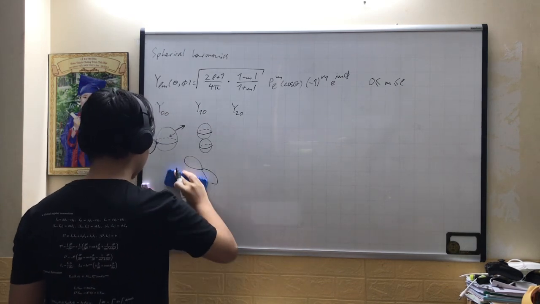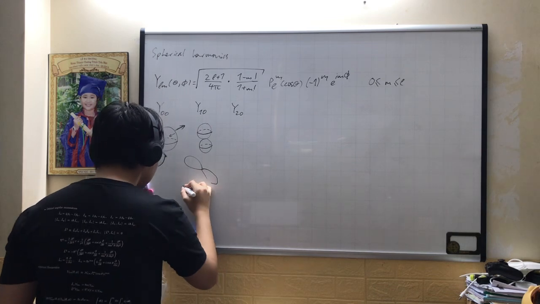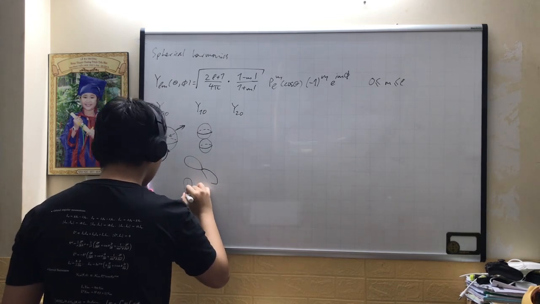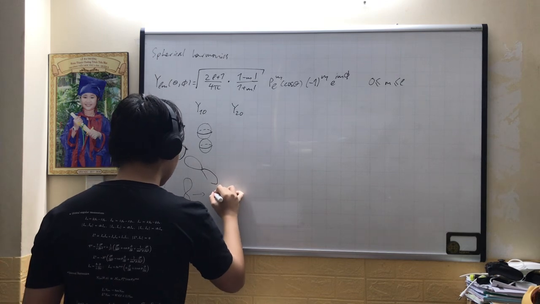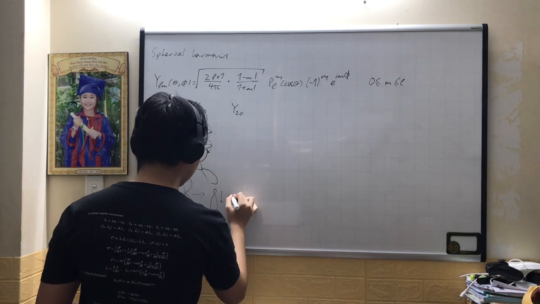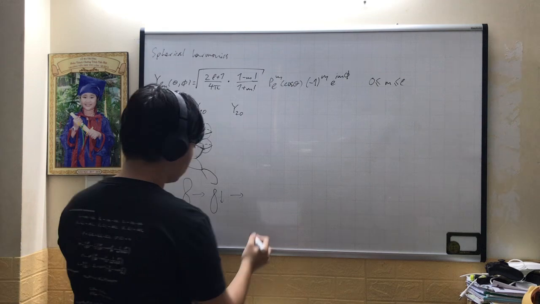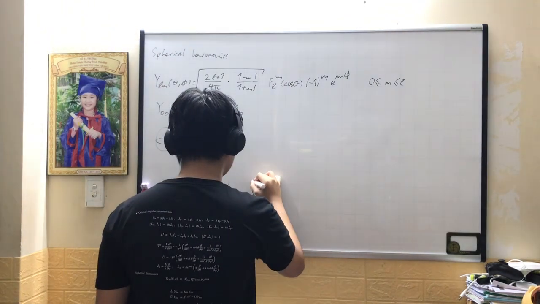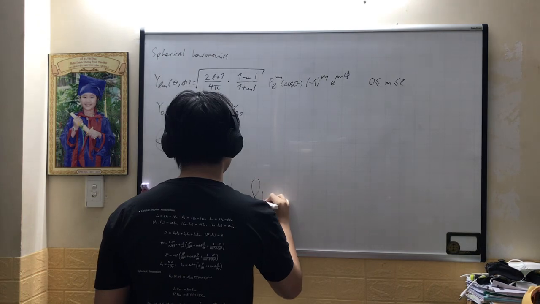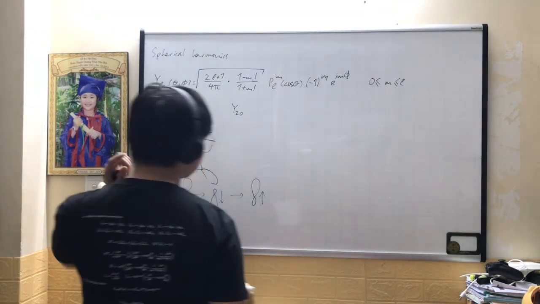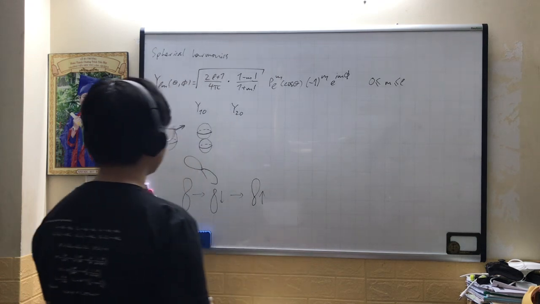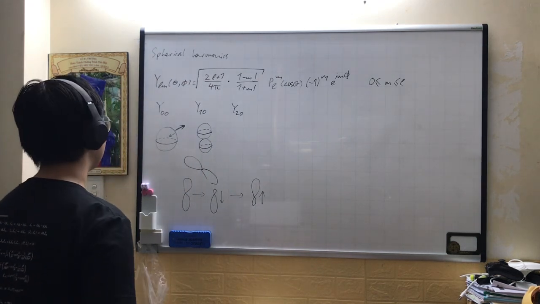Okay, maybe I can draw better. It's gonna go like this, and then I'm just gonna move back up to your upper lobe. That is basically it. And I believe I can only draw it for Y10.